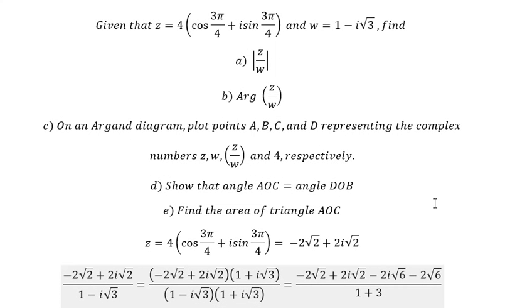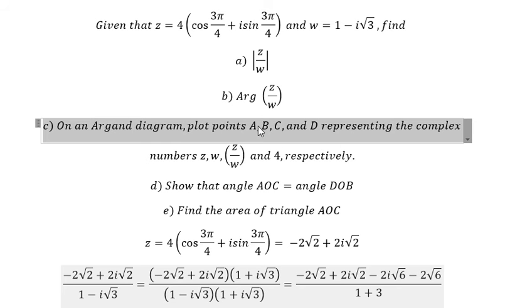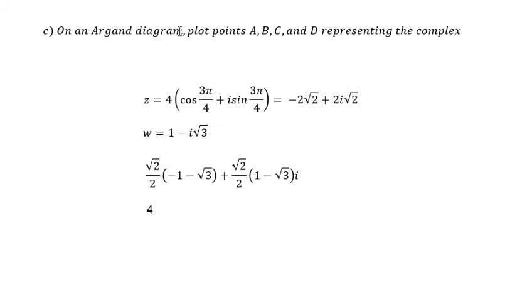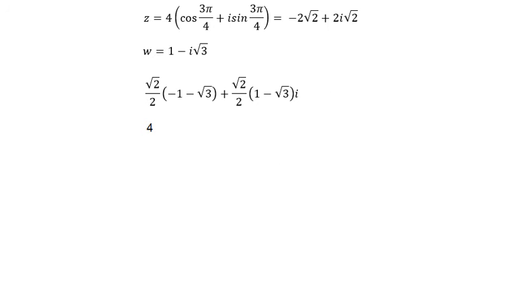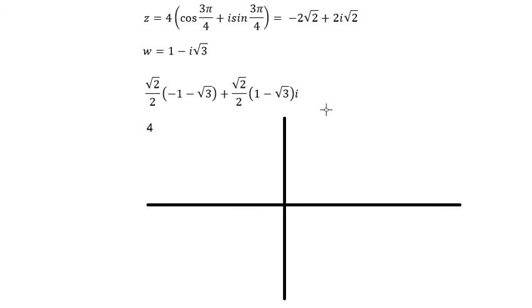Now we will go to question C. Let's see how we create the diagram. So we have A, B, C, D. I will show you how to draw the diagram. This is an approximation. I just draw based on estimation. If you draw on paper, you need to scale it. I just do estimation only.